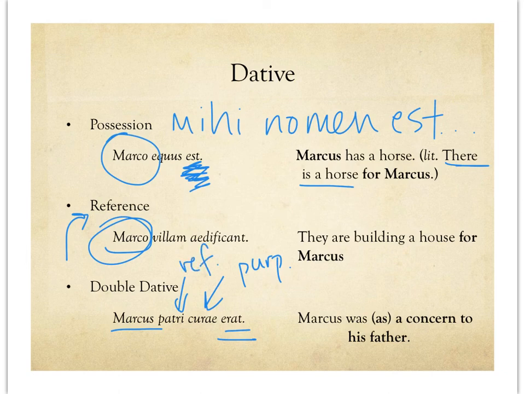So we would not say he was as a care or for a care or concern to his father. We would just say he was a concern to his father. But this cura is not in the accusative, it's in the dative, curae, here, because Latin likes this double dative construction. It's going to give you trouble. It gives everyone trouble until you see it enough to get used to it.